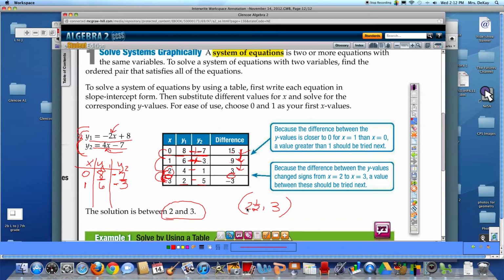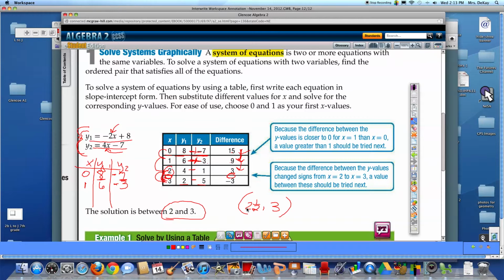Like if it were to come out to be right at 2, then for our answer we would write 2, 3. Whatever you got for y. Okay, so then why don't you have to write a point if you don't know? You do. It would tell you if you want an exact solution or not. Okay. So in this case, the exact solution is 2.5, 3.